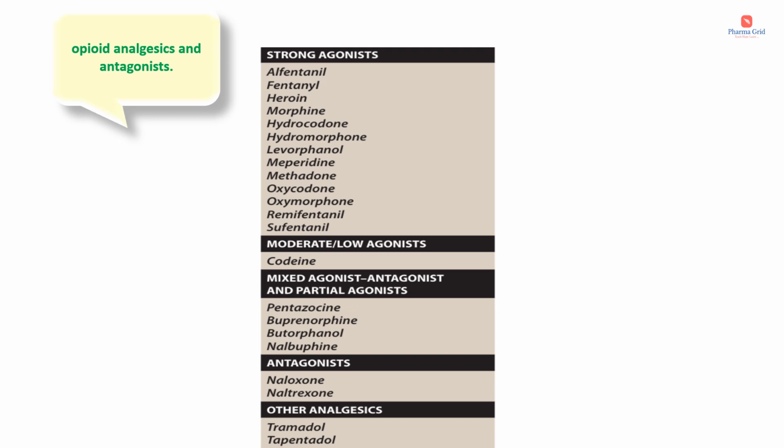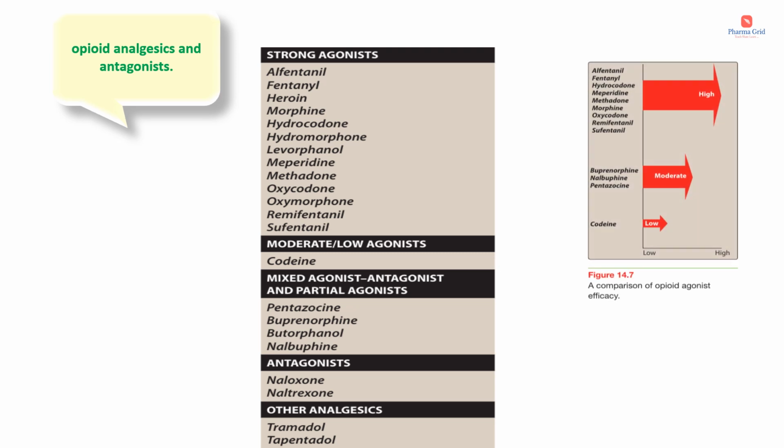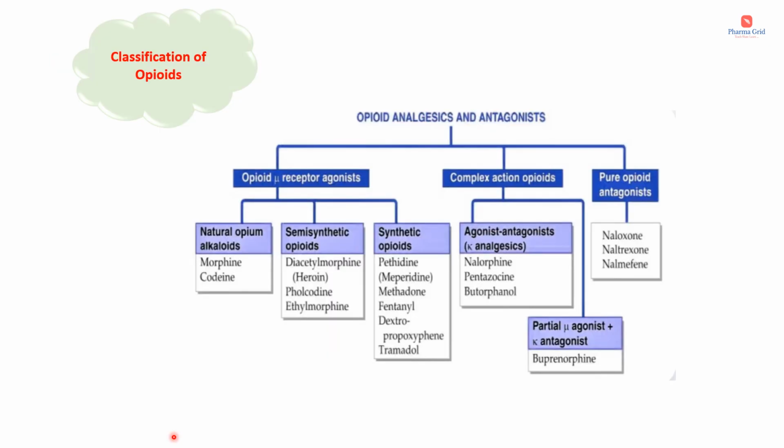Tramadol and tapentadol come under other analgesics. In this diagram you can see a comparison of the opioid agonist efficacy. They can be classified into high, moderate as well as low agonist efficacy. And here you can see the most simplified classification of opioids.